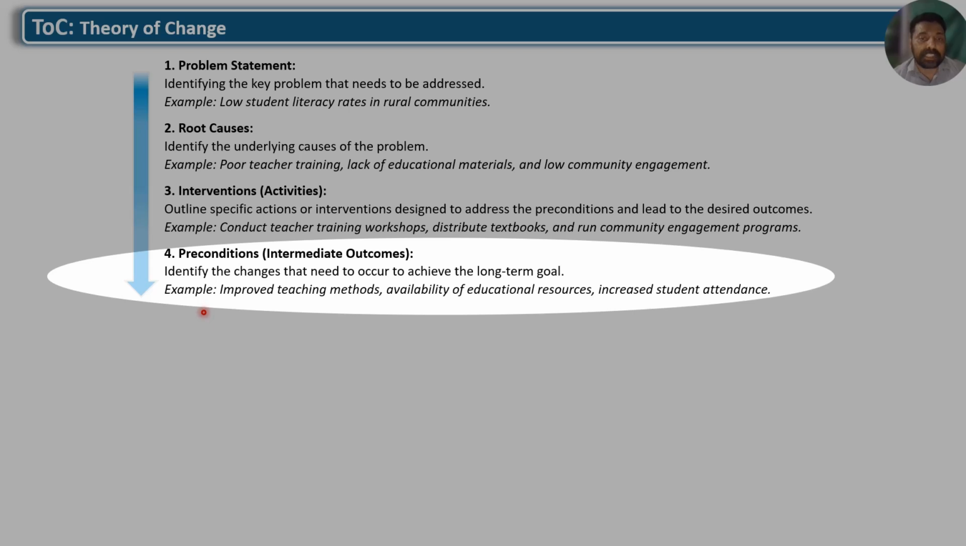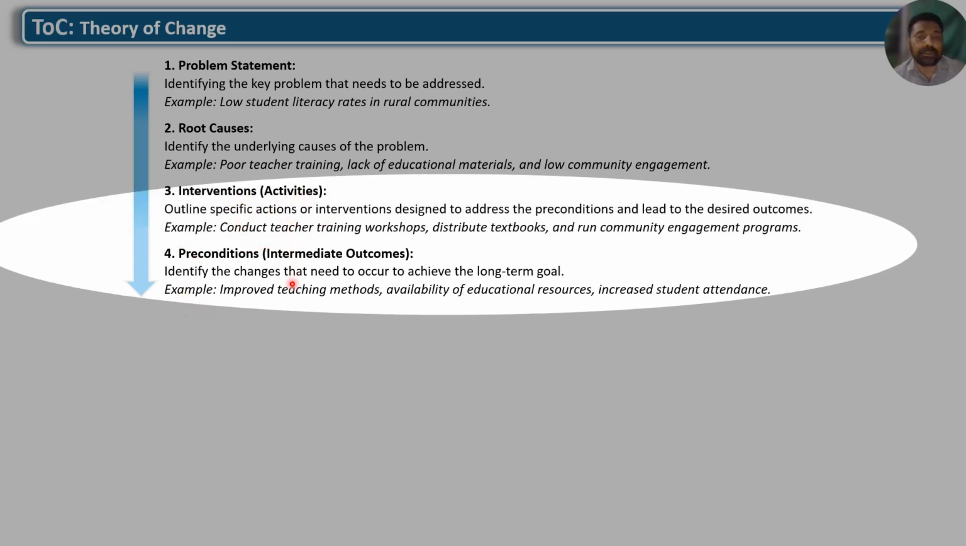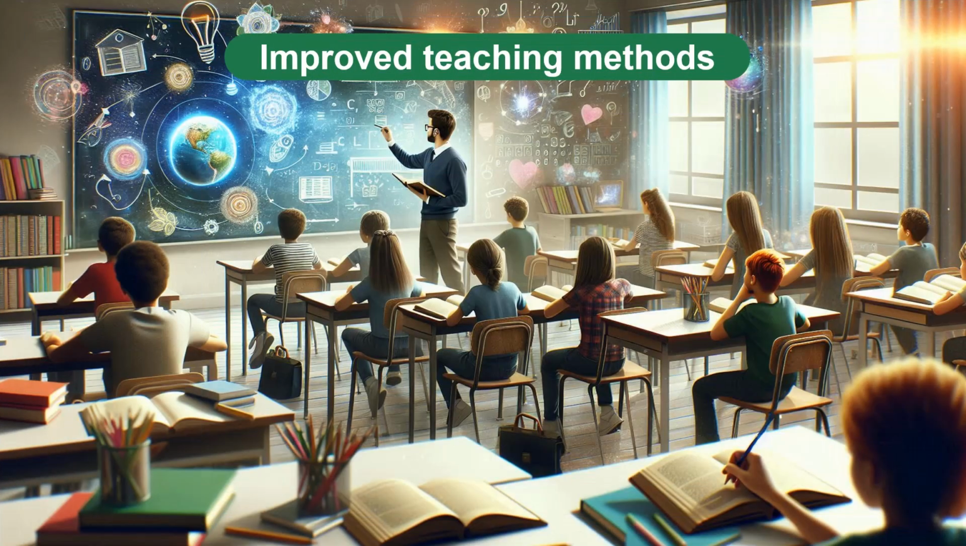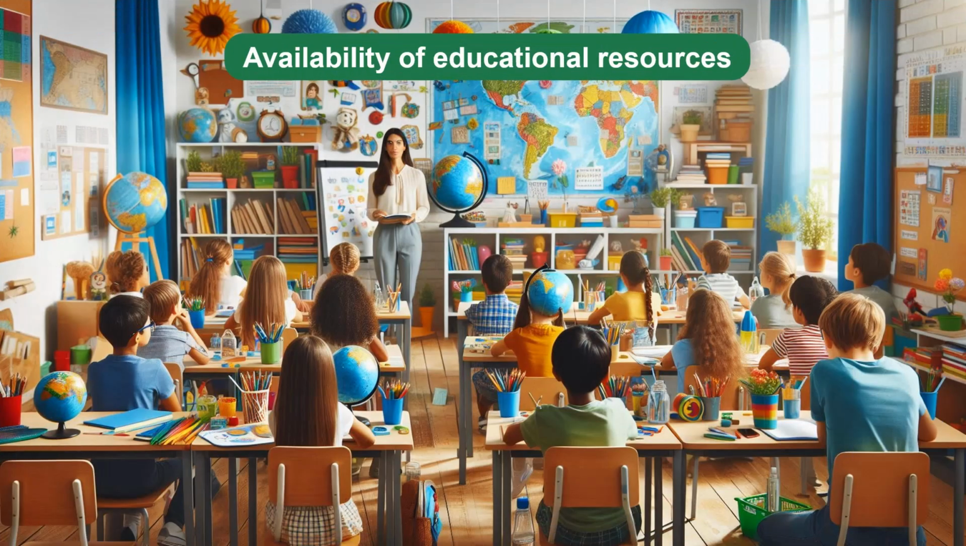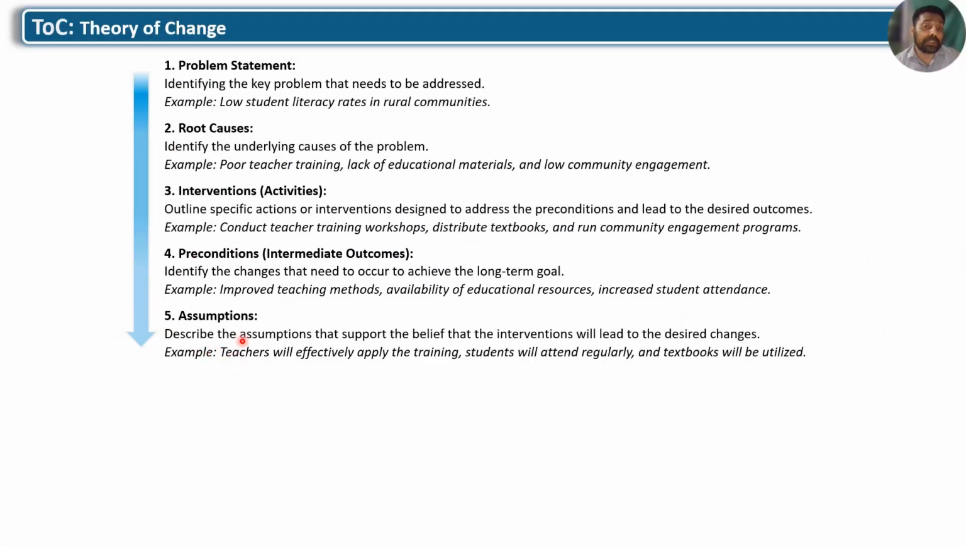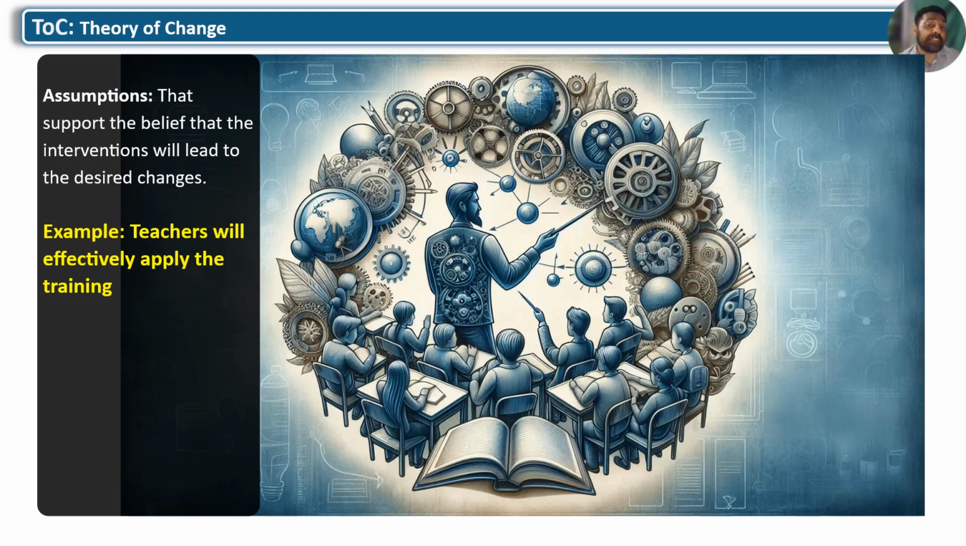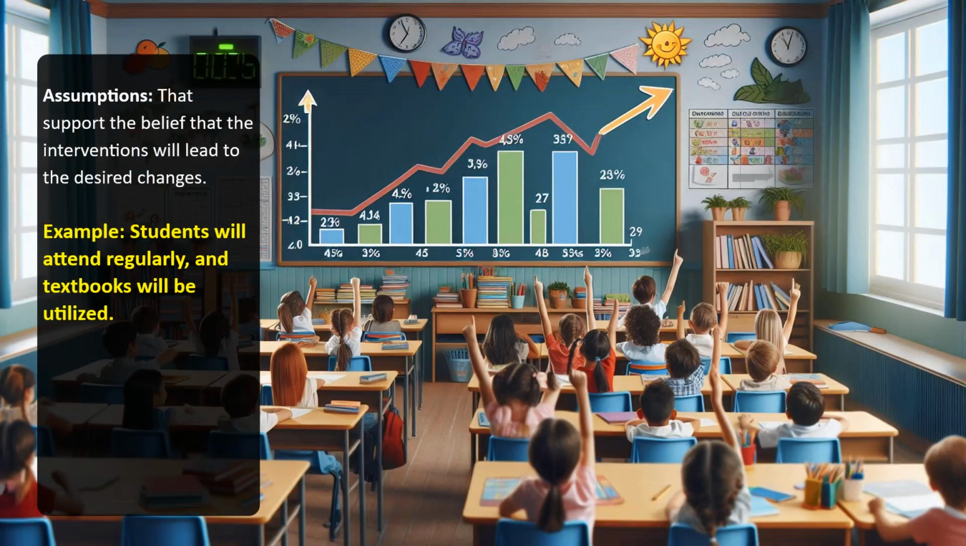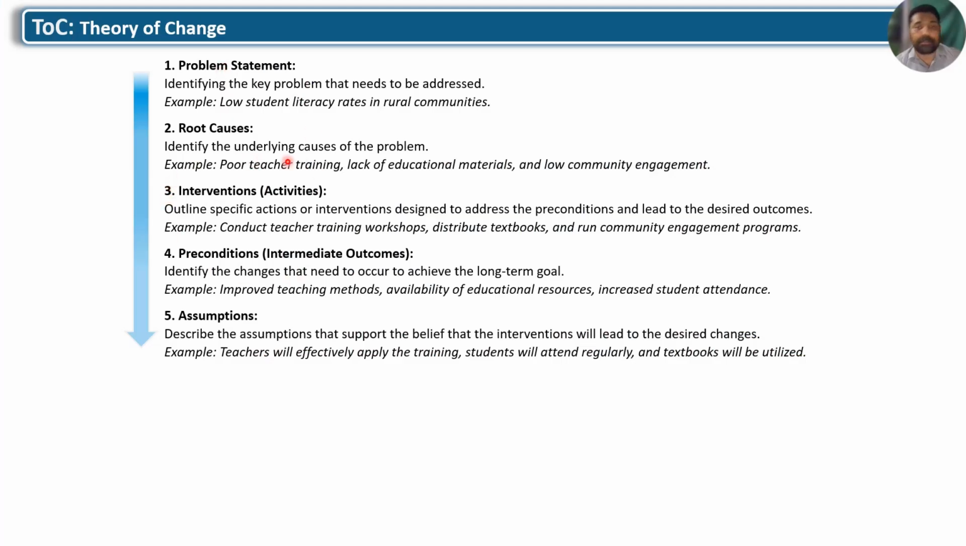After that, the outcomes: if these activities are implemented, the outcomes would be improved teaching methods, availability of educational resources, and increased student attendance. And here you also need to describe assumptions that support the belief that the interventions will lead to the desired changes. For example, in this case, teachers will effectively apply the training, students will attend regularly, and textbooks will be utilized. This is the problem, these are the root causes, these are my activities, and these are my outcomes, if teachers effectively apply the training, if students attend regularly, and if textbooks are properly utilized.